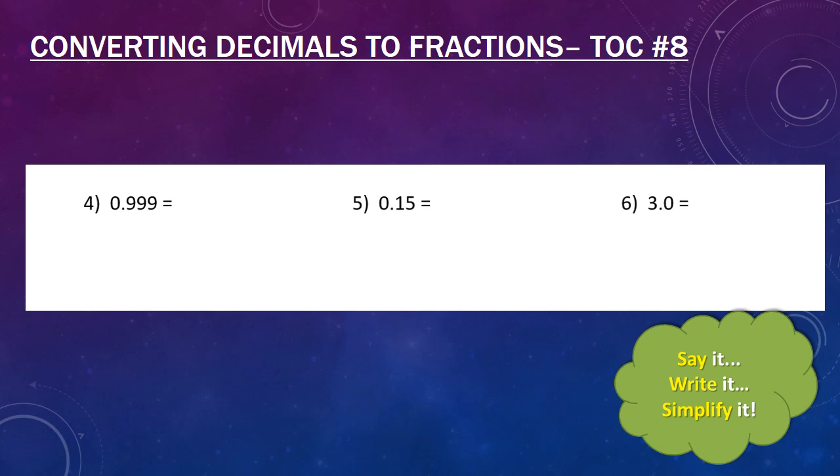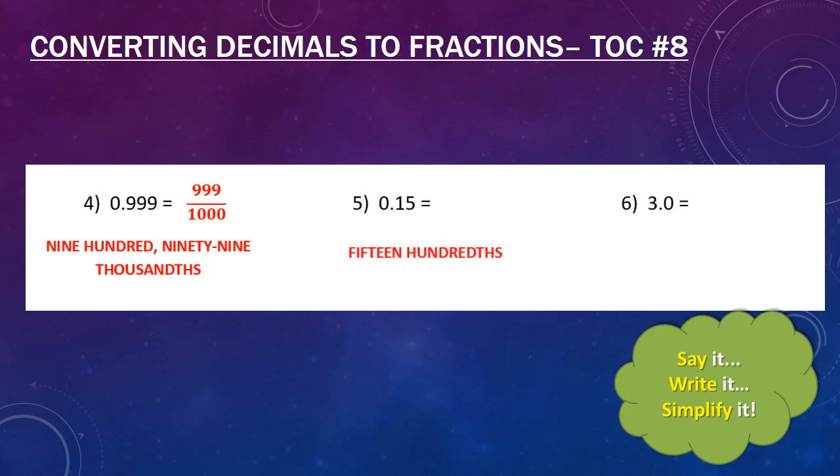Again, remember, say it, write it, simplify it. For number 4, we're going to have 999 thousandths. So we're going to put that over 1,000, and we cannot simplify that, so it's as low as it can go. For number 5, we have 15/100, so we're going to write 15 over 100 and then simplify by dividing by 5. If I divide both by 5, I end up with 3 over 20.